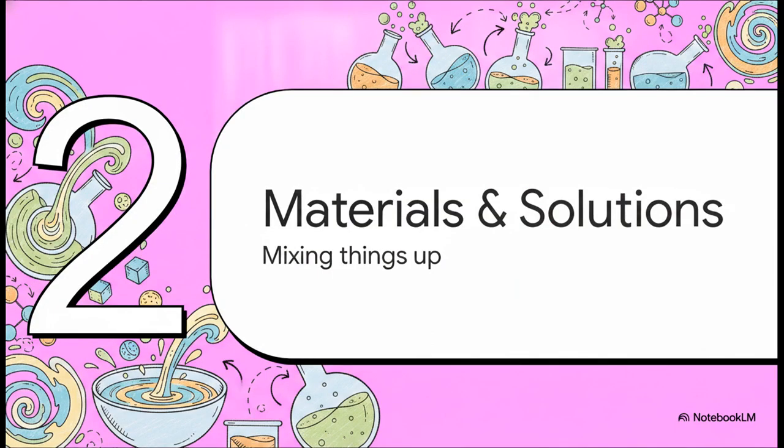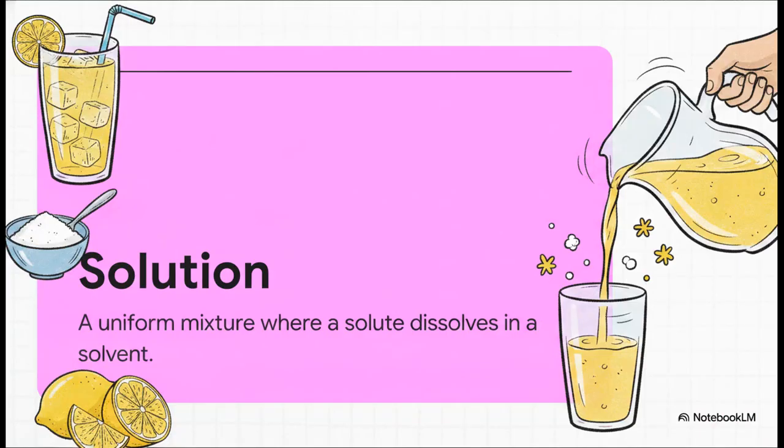Moving on to Section 2, Materials and Solutions, mixing things up. It is time to level up our toolkit. What actually happens when we take different types of matter and start mixing them together? Well, we get things like a solution. A solution is a uniform mixture where a solute dissolves in a solvent.